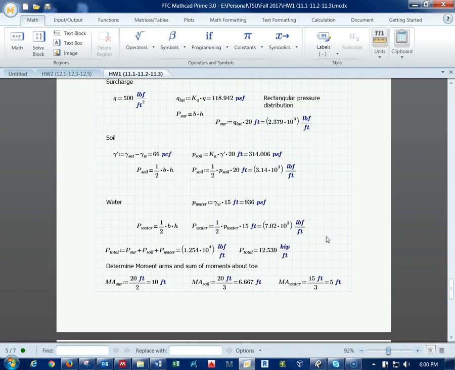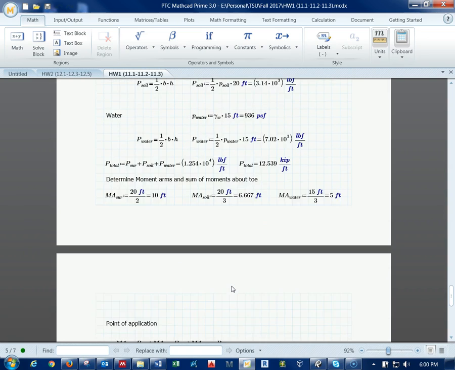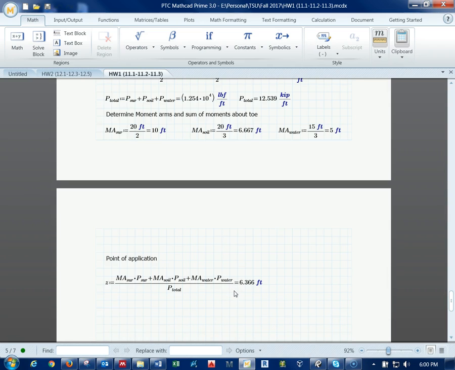Now I need to figure the moment arms about the toe for each of those three pressure diagrams. For the rectangle, the centroid is at half the height, and for the triangular ones, they are at 1/3 up from the base. To figure the point of application, just sum the moments about the toe, and since I know everything except Z, I can solve that equation for Z. That gives me the moment arms times the area of each pressure diagram, summed up. Sum all that up, and that gives me 6.37 feet.